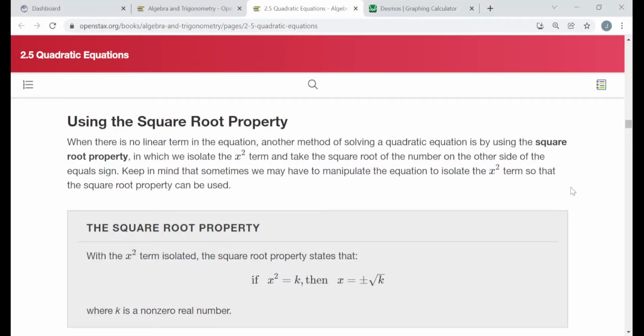Hello everyone. The title of this video is Using the Square Root Property. Every exercise I'm going to be doing in this video is taken directly from a free online textbook at openstax.org, and I'm in their Algebra and Trigonometry text, section 2.5, titled Quadratic Equations, and I'm working under the objective heading Using the Square Root Property.